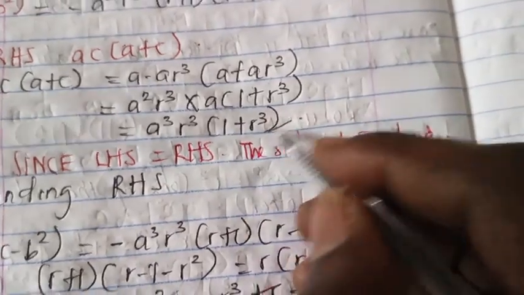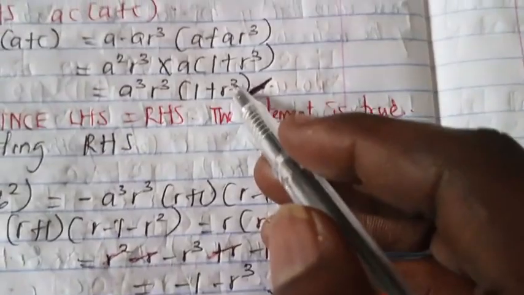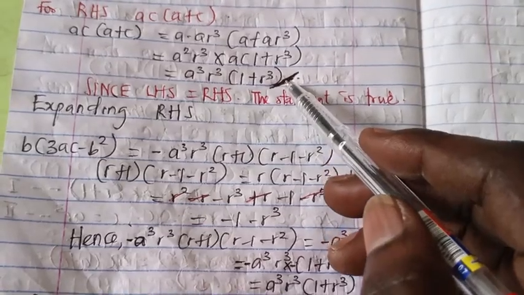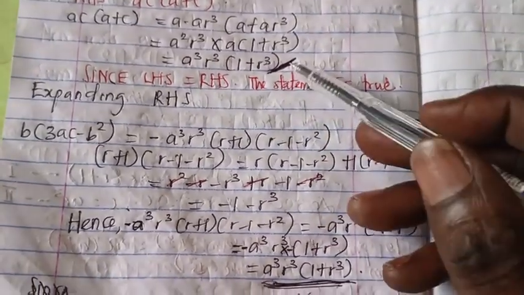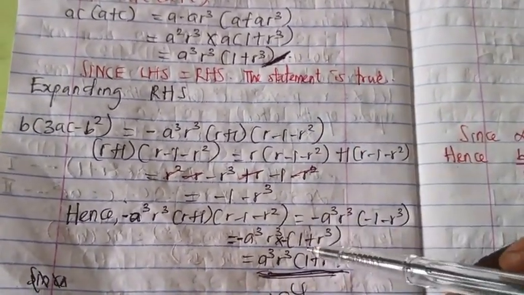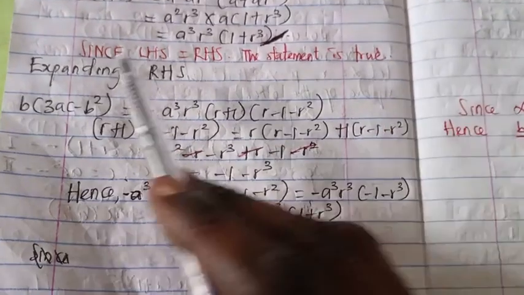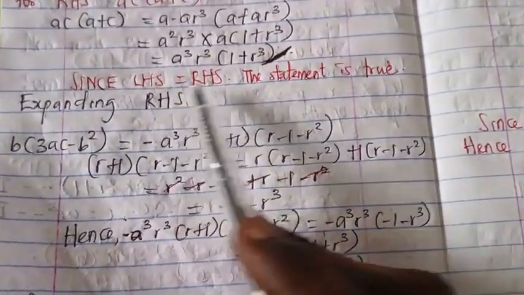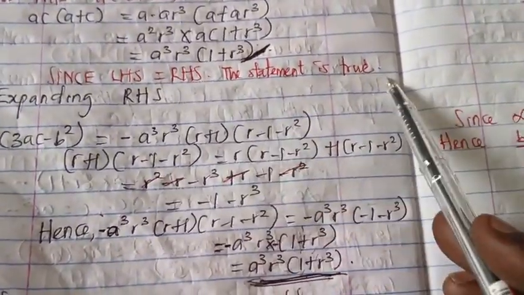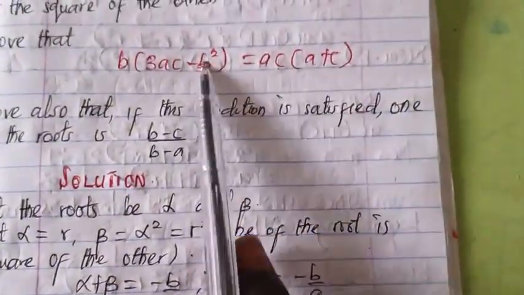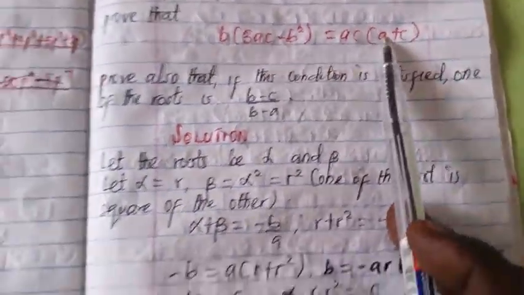This is what we get for the right hand side. This is the right hand side. This is the left hand side. Is there any difference? Are you seeing it? Right hand side, left hand side. Are they equal? I think they are equal. They are 100% equal. So we say since the left hand side equals the right hand side, the statement is true. Meaning that this question, this part here, we've been able to prove it. Left hand side equals right hand side. So that's the first part.